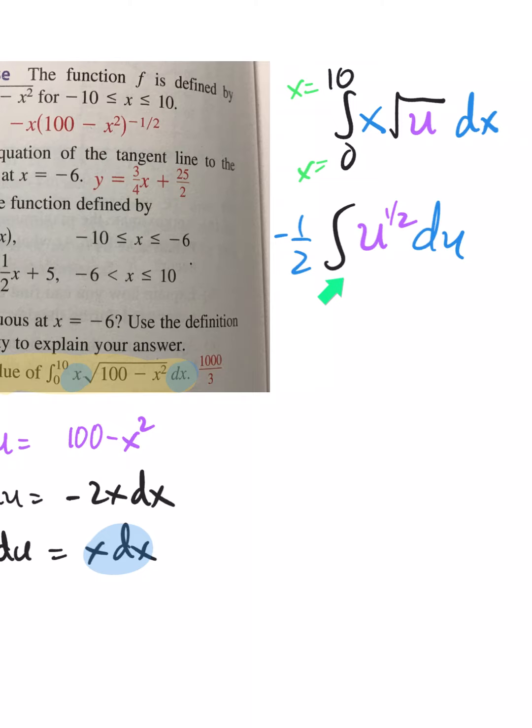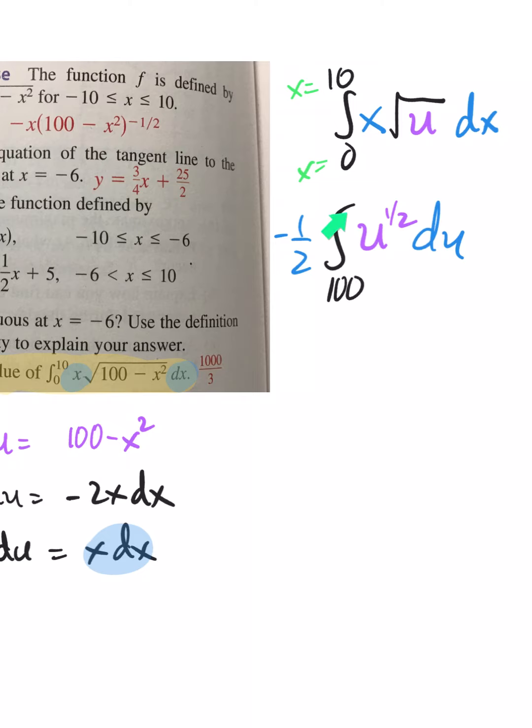I'm going to go ahead and change the variables of integration as well, the limits of integration. When it was in terms of x, 0 and 10 were x values. Well, now it's in terms of u, so we need to know u values. And what is the lower limit when x is 0? u is equal to 100 minus 0 squared, which is 100.